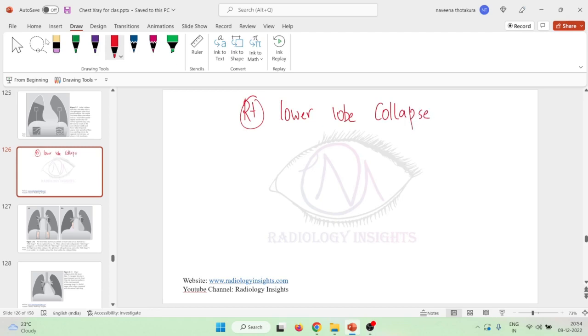Okay, so if I draw a lung, this is the heart border. This is the second lung. Now, in right lower lobe collapse, where is the lower lobe exactly? Even the heart will be something like this. So the oblique fissure will be somewhere like this.